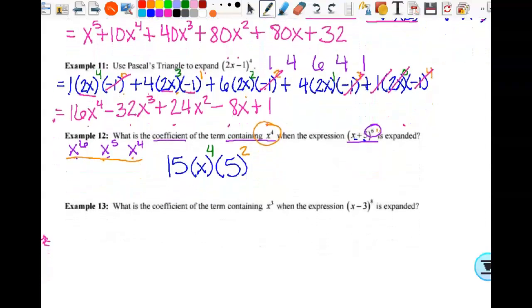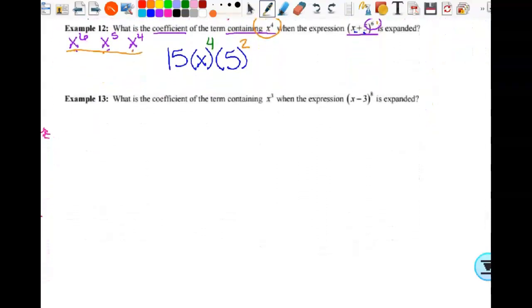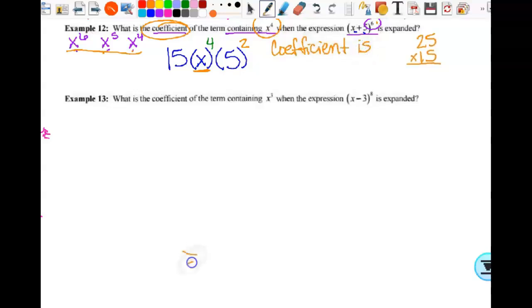We okay with that? Okay, so now I've just got to clean this up. And 5 squared is what? 25. And so it's only asking me for the coefficient, so I don't even need this. I needed to put it in there so I can get all my stuff straight. But I really just need to do 25 times 15, which means I have 15 quarters. You can think of it that way. How much money would you have? What's 15 times 25? 375.